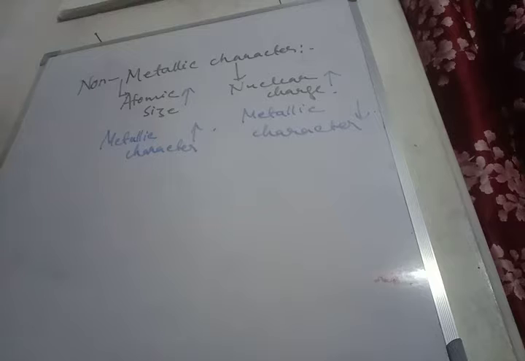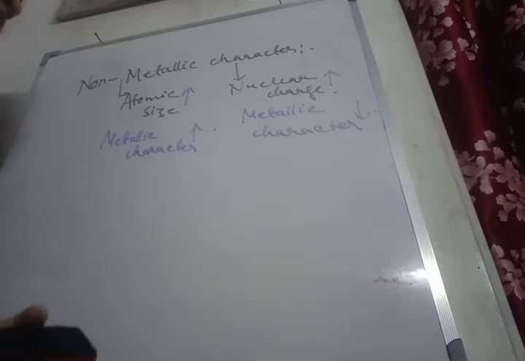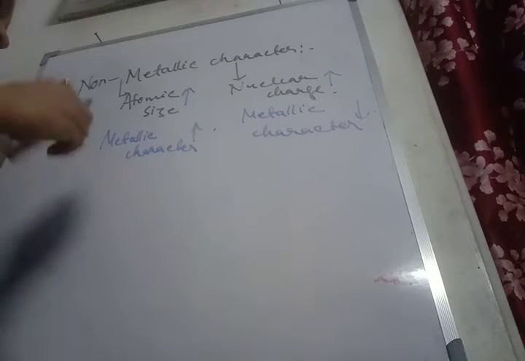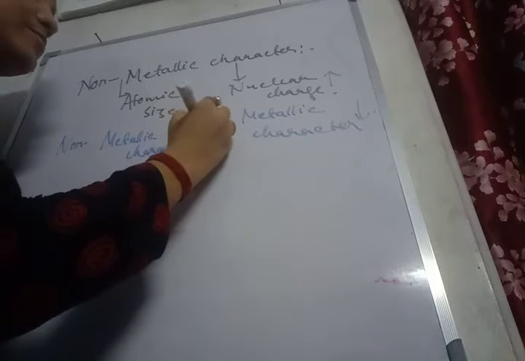So what happens when the atomic size increases? When atomic size increases, distance between the nucleus and the outermost shell increases. As a result, the nuclear attraction is lesser. So tendency of the atom to gain electron will be lesser. So non-metallic character with increase in atomic size will decrease.